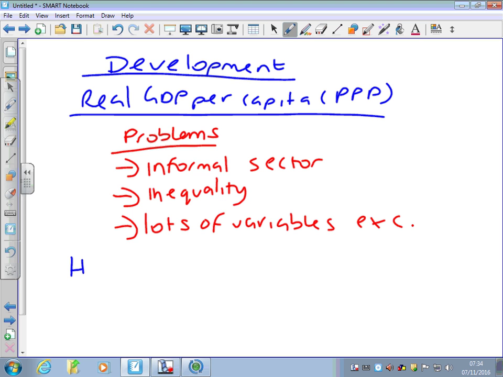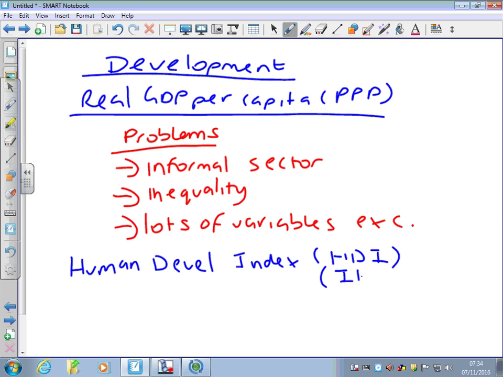So what we often use instead is the Human Development Index, the HDI. It's worth pointing out there is also an inequality-adjusted HDI, which will try to include a measurement for inequality in an economy as well. Now on this index, every country will get a score from 0 to 1. 0 would show no development, 1 would show full development.